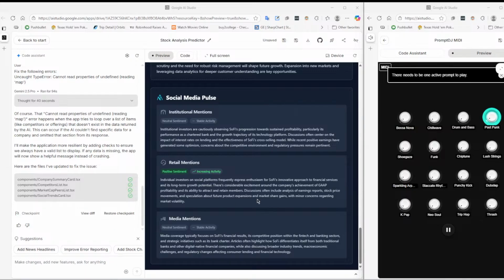It looks like I was able to build out the social sentiment, which is not bad, but alright.